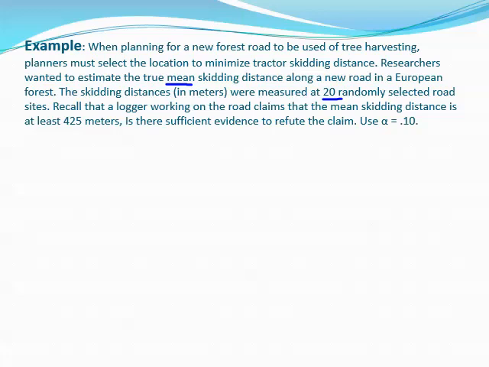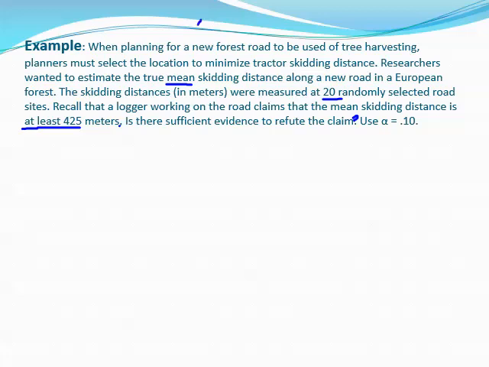Recall a logger working on the road, and this is from a previous problem. Recall that a logger working on the road claims that the mean skidding distance is at least 425 meters. How would you write that? How do you write at least? The logger claims that mu is at least, greater than or equal to. That's what I would use, right? The logger claims the mean is greater than or equal to 425. Is there sufficient evidence to refute the claim?